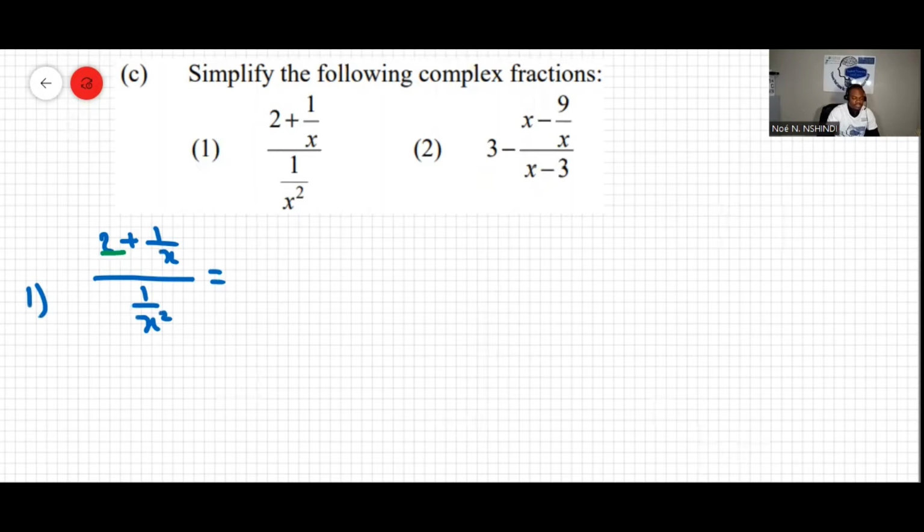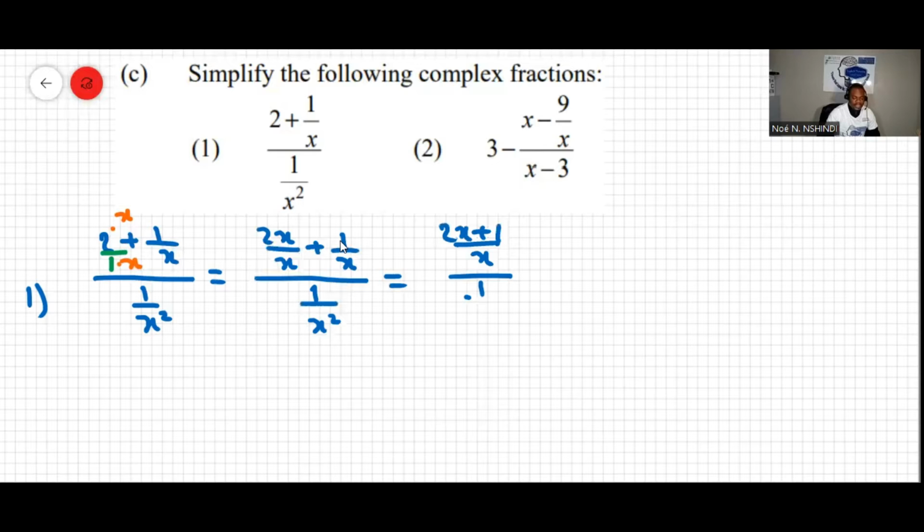Okay, like over here, the denominator is 1. We need to make the denominator common, so we multiply our terms here by x, and our terms here also by x. And then this will be 2x over x plus 1 over x, all over 1 over x squared. Remember, when you add fractions, we find the LCM, and once we find the LCM, we don't add the denominators, only the numerators. So this will be equal to 2x plus 1 over x, over 1 over x squared.